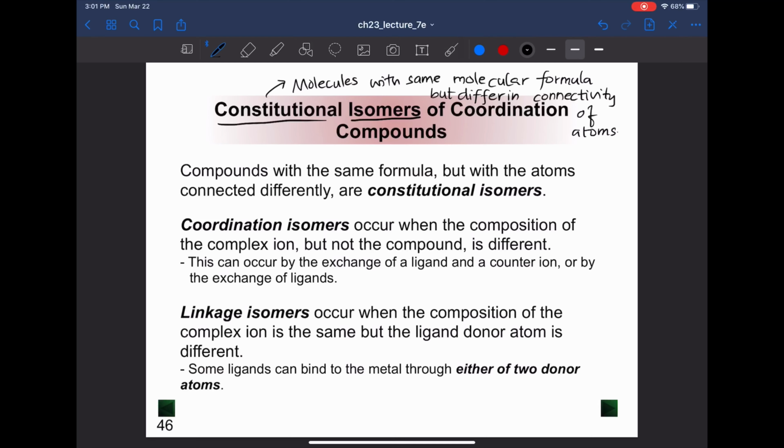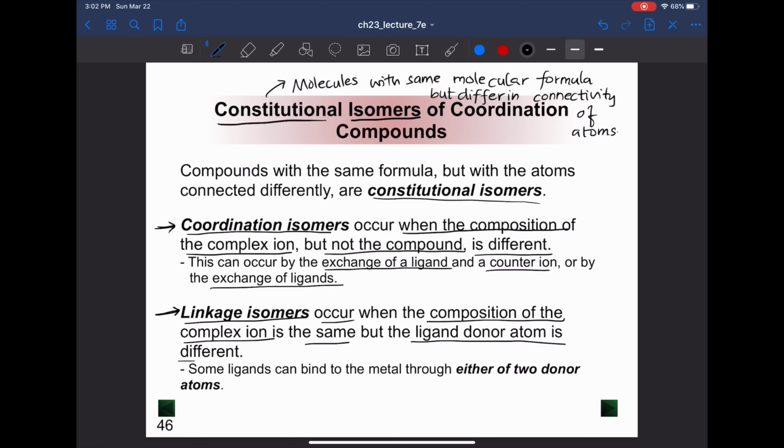Now there are two types of constitutional isomers. We have coordination isomers and we have linkage isomers. Coordination isomers occur when the composition of the complex ion, but not the compound, is different. This can happen when there is an exchange of ligands and a counter ion. The other one is linkage isomers. These occur when the composition of the complex ion is the same but the ligand donor atom is different. Some ligands can bind directly to the metal through either of two donor atoms. So the difference here is in the linkage, in the ligand itself.